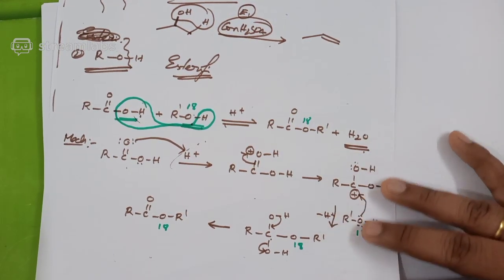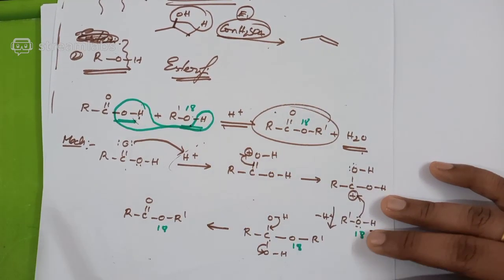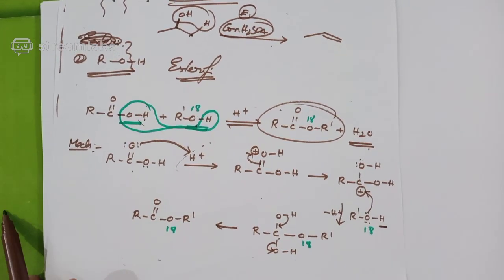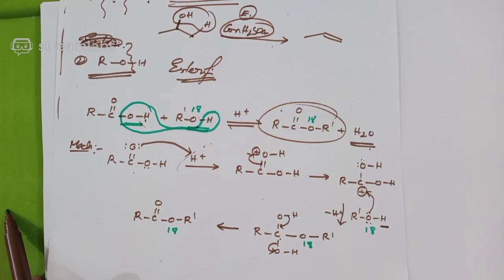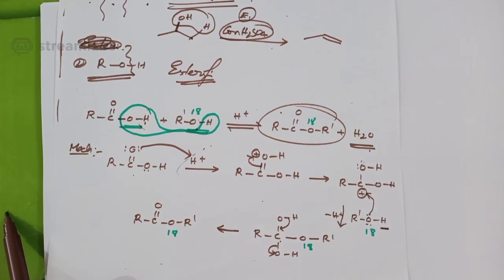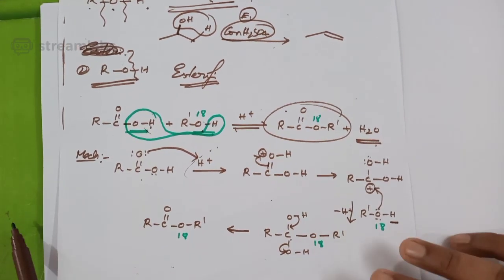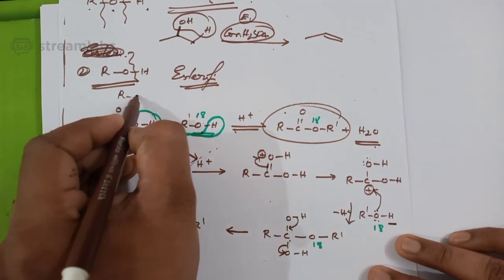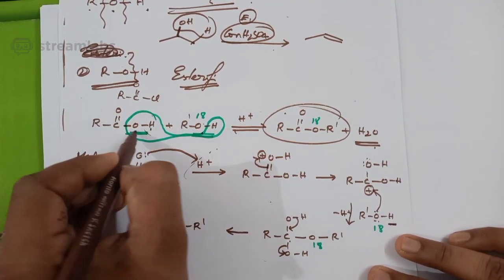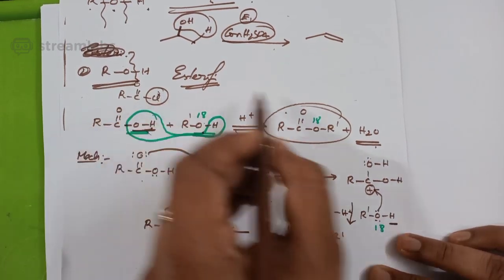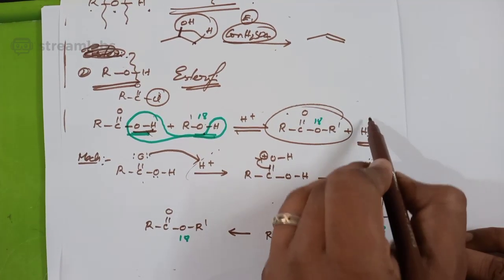Okay, so finally we got ester from carboxylic acid and alcohol in esterification. This is called Fischer's esterification. And if I use the same reaction with RCOCl, so instead of OH I am taking chlorine. Now instead of H2O we will get HCl.